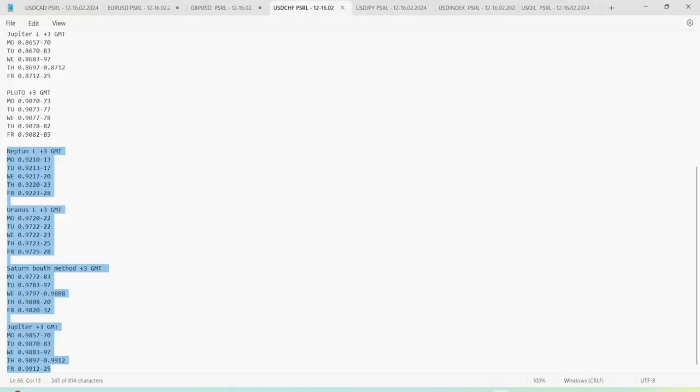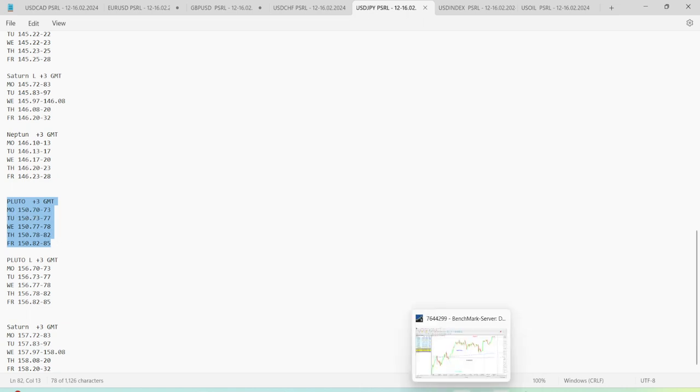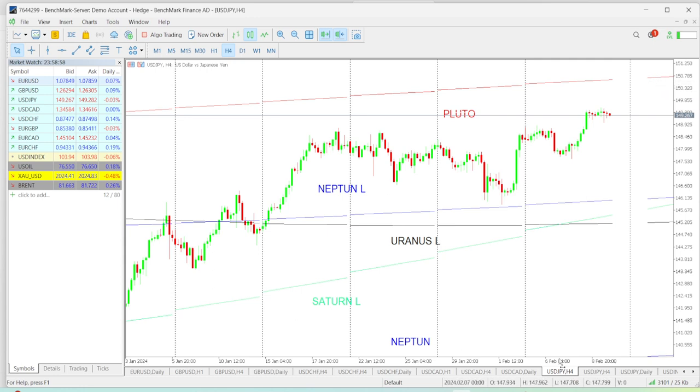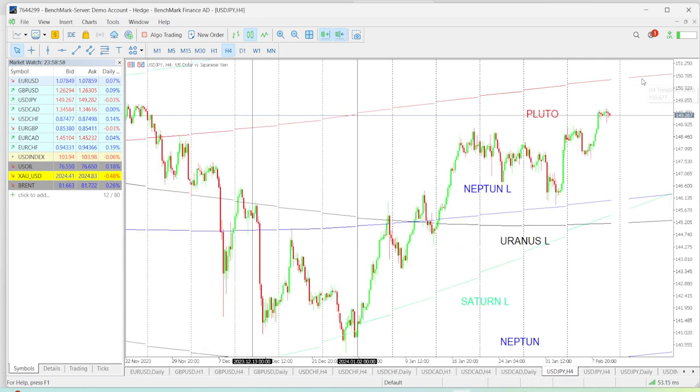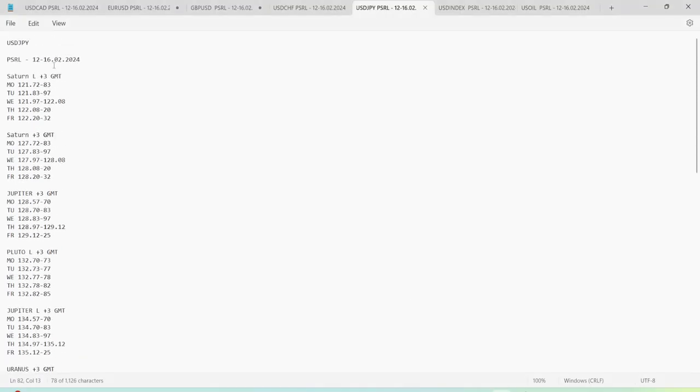Let me show you the levels for the next week. We have a Pluto line here on these levels. So maybe the price will meet this Pluto line and after that will go down. See here. We'll see. Okay, the levels. First portion.